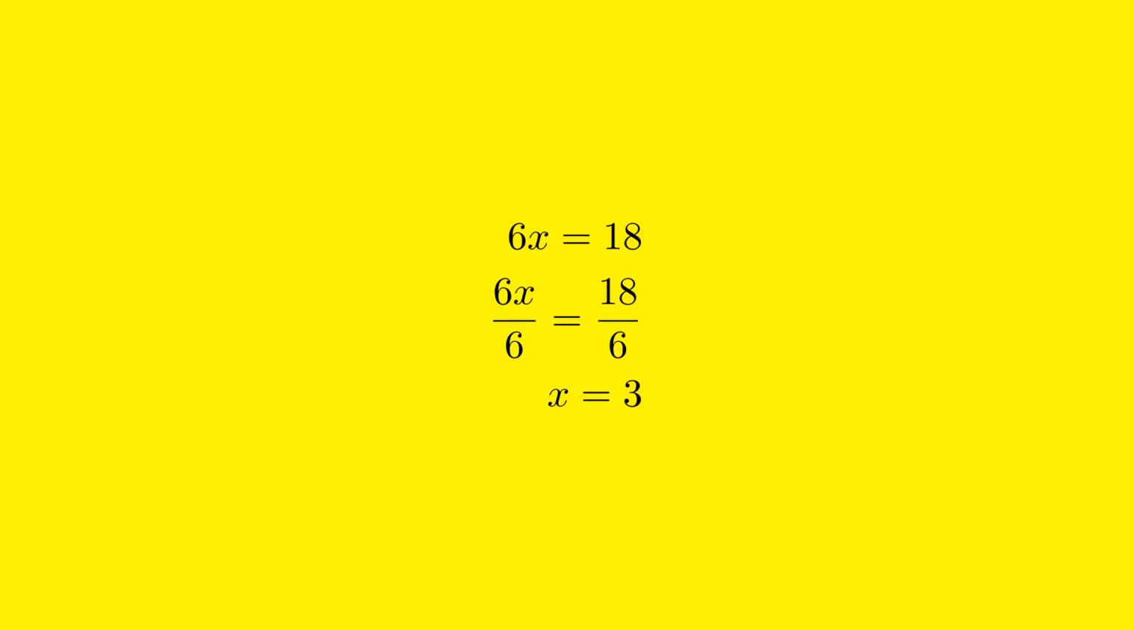Dividing by 6 on the left side cancels out the 6 because 6 divided by 6 equals 1, and 1 times x is simply x. On the right side, we also need to divide by 6 to keep the equation balanced. Thus, we have 6x divided by 6 equals 18 divided by 6. Simplifying both sides, we get x equals 3. Therefore, the solution to the equation is x equals 3. This completes the process of solving for the variable x.